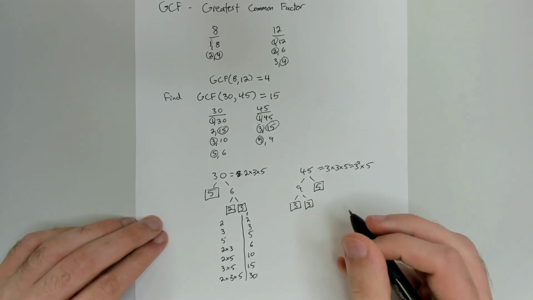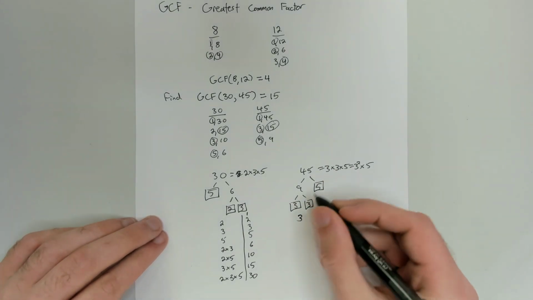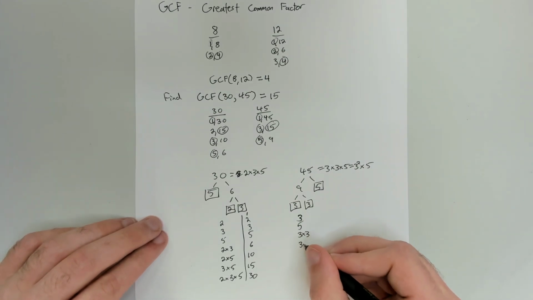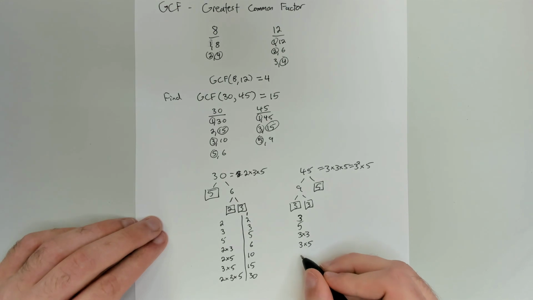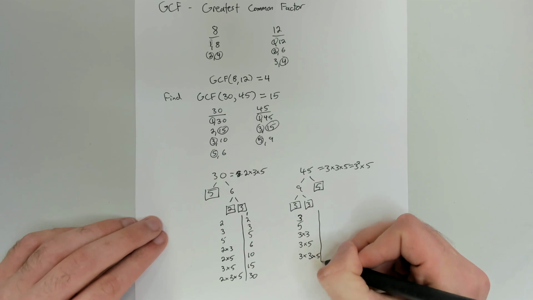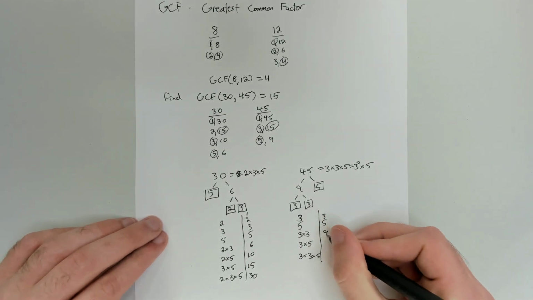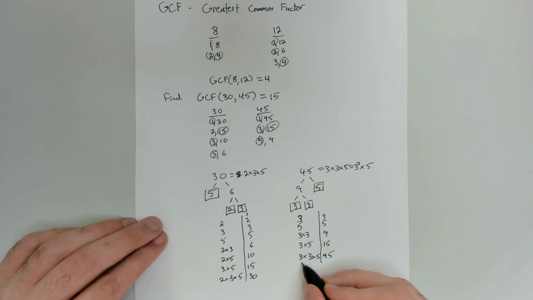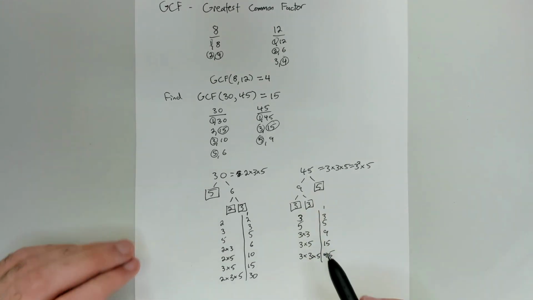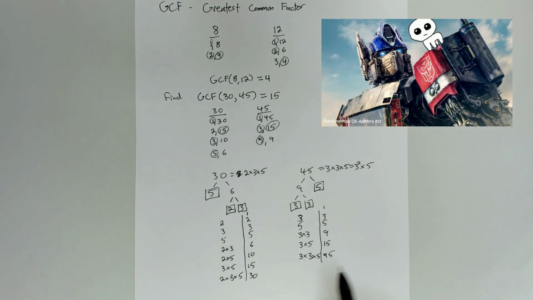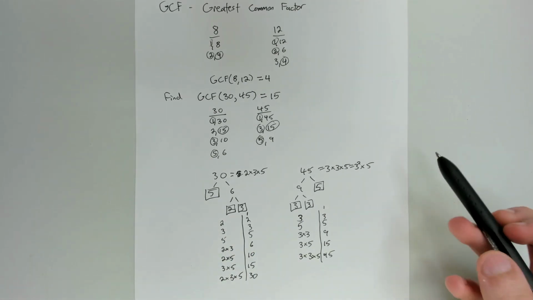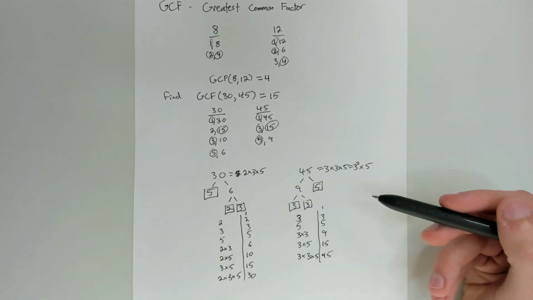And then over here with 45, we have 3 as an option, 5 as an option, the combo of 3 and 3, the combo of 3 and 5, and the combo of 3 and 3 and 5. That gives us 3, 5, 3 times 3 is 9, 3 times 5 is 15, and then 45 is this product right here. So this is just review from last video. If you're unsure about that, please go and watch it. But the point is that with the prime factorizations, we can also get all of the factors of the number.